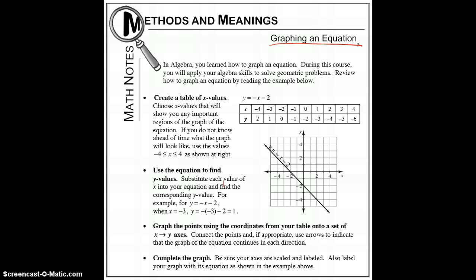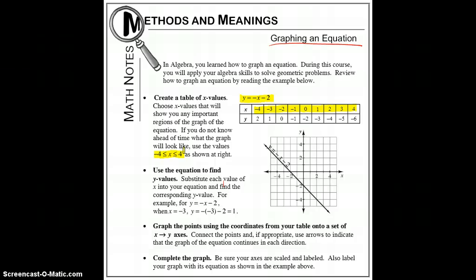First thing we want to do, we identify our equation and we want to create a table of x values. The x values are what you, the student, choose. Those are all up to you. My suggestion when you're creating a table is to pick x values between -4 and +4, small values.